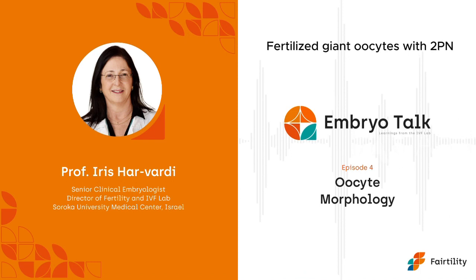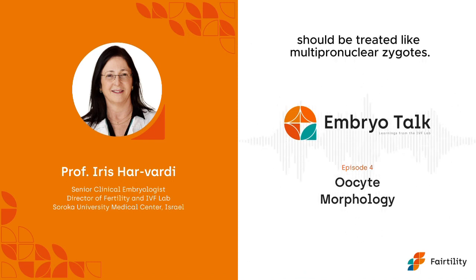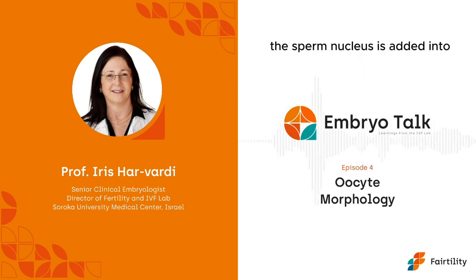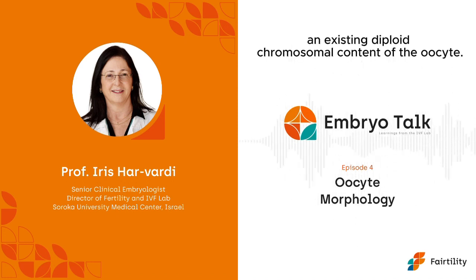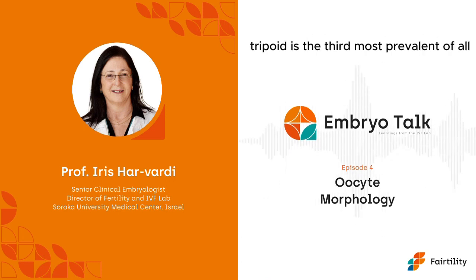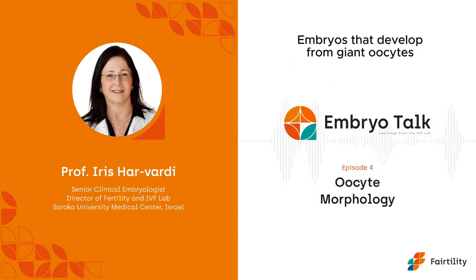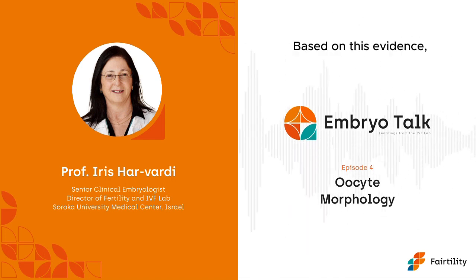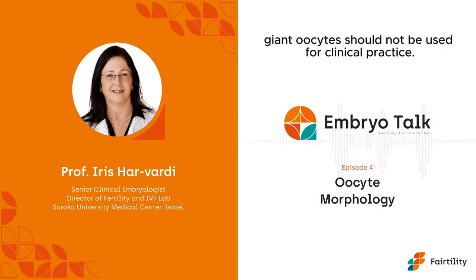Fertilized giant oocyte with 2PN should be treated like multipronuclear zygotes. In this case, the sperm nucleus is added into an existing diploid chromosomal content of the oocyte. Among chromosomal causes of human reproductive loss, triploidy is the third most prevalent of all abnormal aborted fetuses. Embryos that develop from giant oocyte are at higher risk of digenic triploidy. Based on this evidence, giant oocyte should not be used for clinical practice.